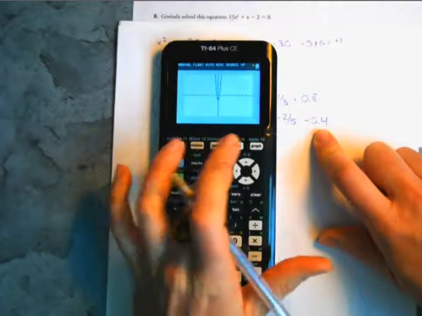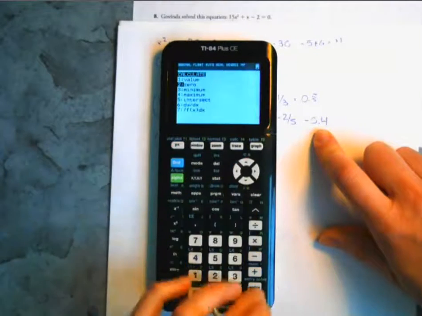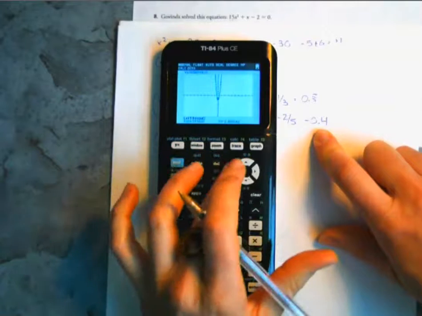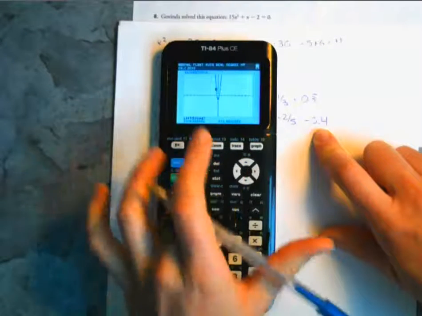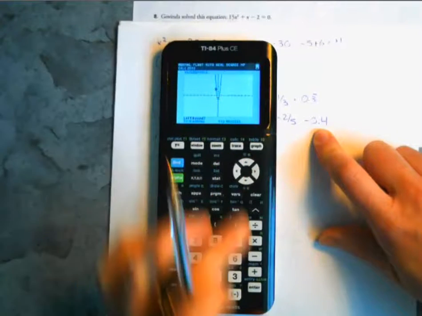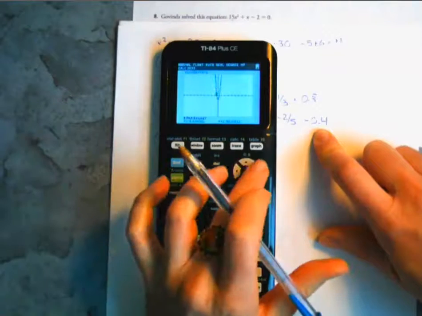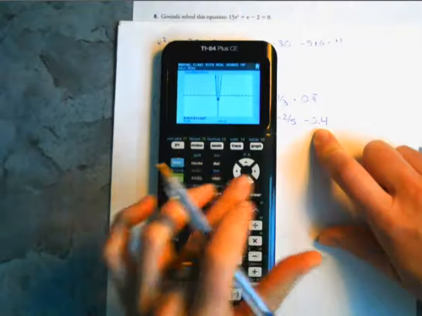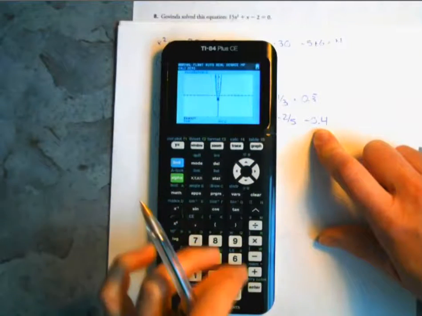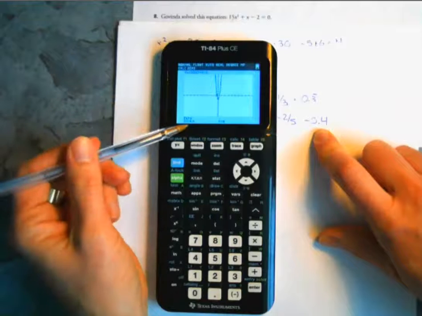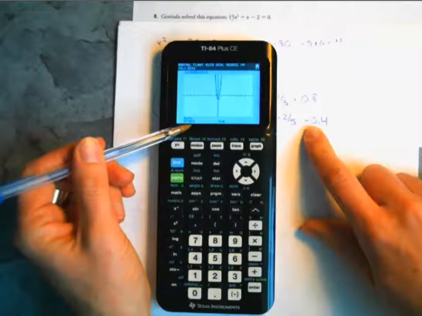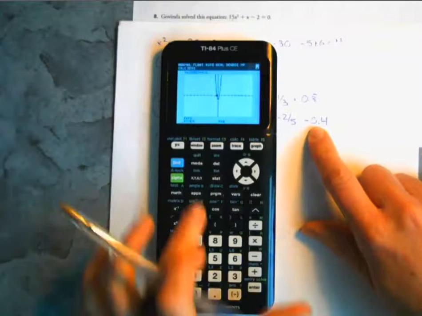So if you go in and do second function trace 0, and then again do left bound, so go to the left of your left intercept, or x-intercept, sorry, and then go to the right, make sure that you're past it, and then hit guess. We end up with negative 0.4, which was one of the solutions that we came up with, so that's good.